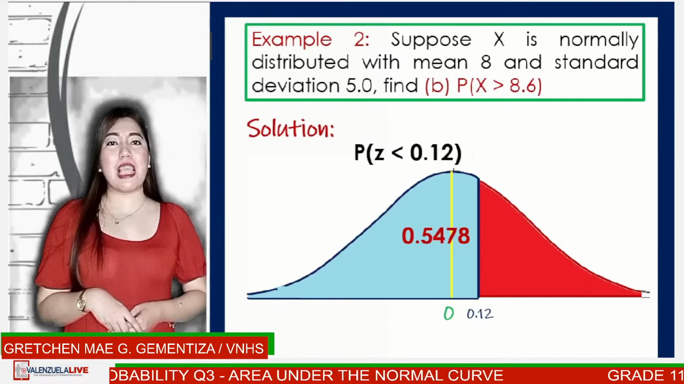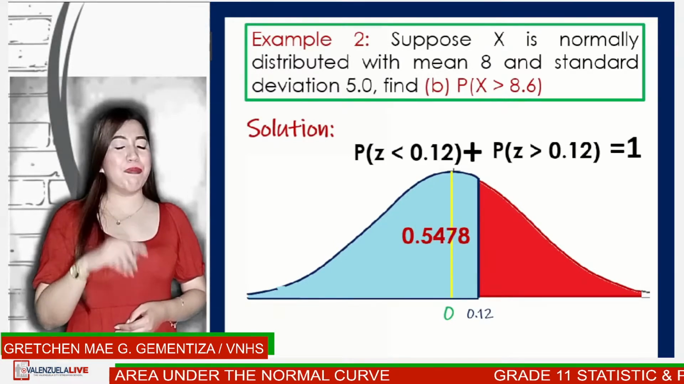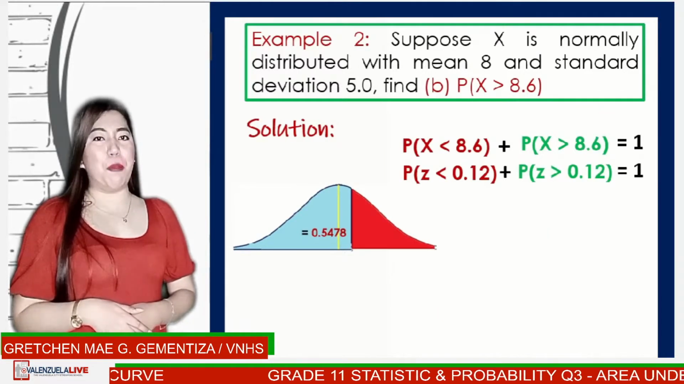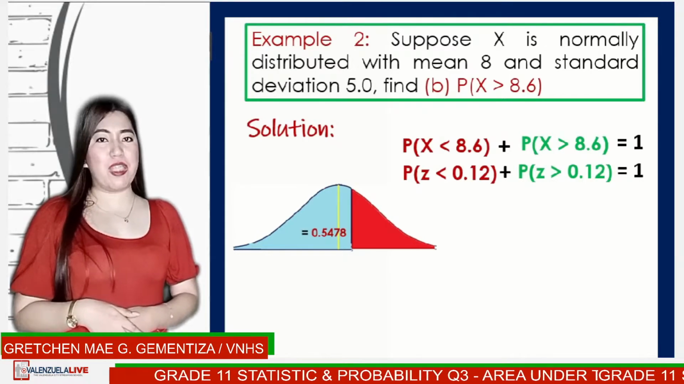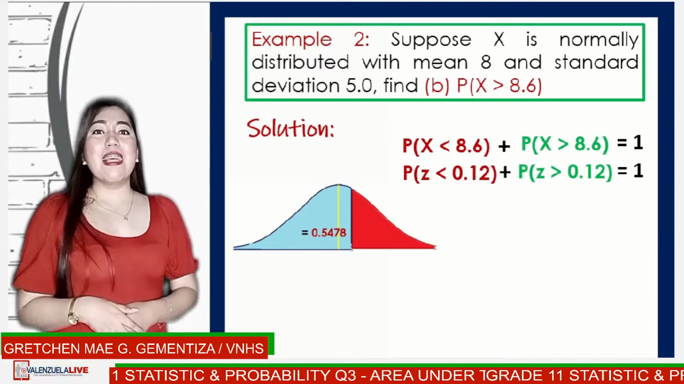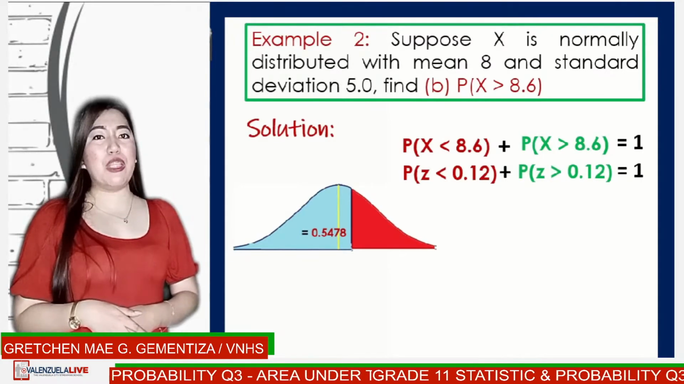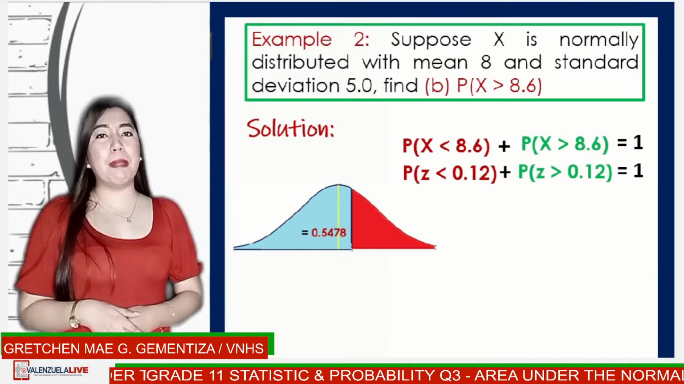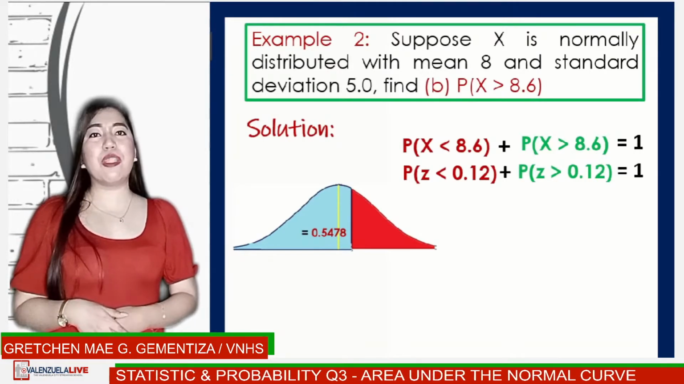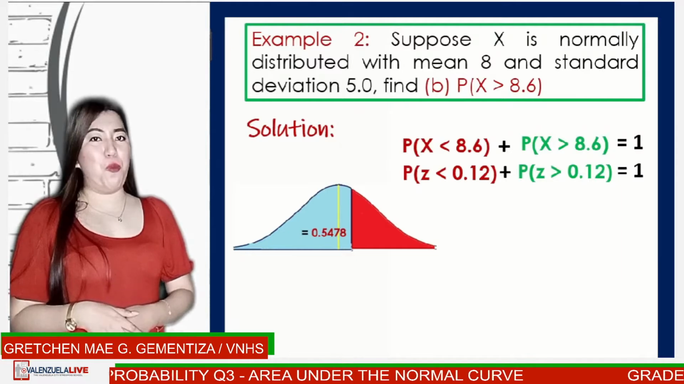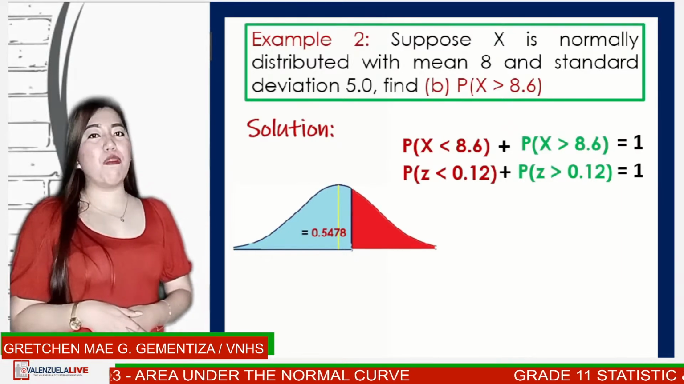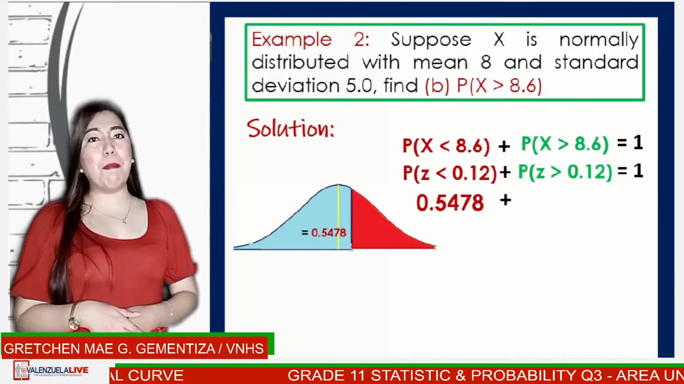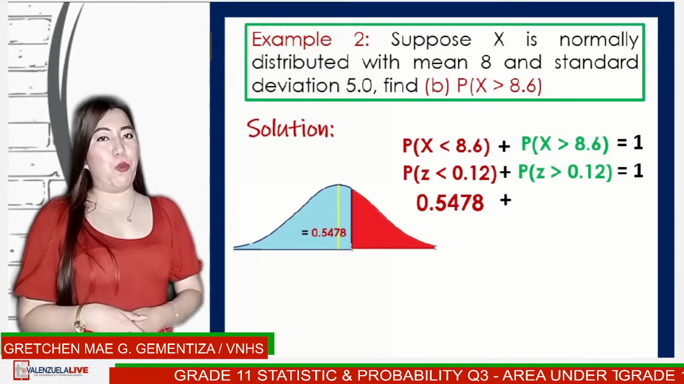the total probability of a standard curve is equal to 1. Therefore, the probability of x less than 8.6 plus the probability of x greater than 8.6 is equal to 1. Since we already converted the x values, we will now have the probability of z less than 0.12 plus the probability of z greater than 0.12 is equal to 1. The probability of z less than 0.12 is 0.5478, plus the probability of z greater than 0.12 equals 1.